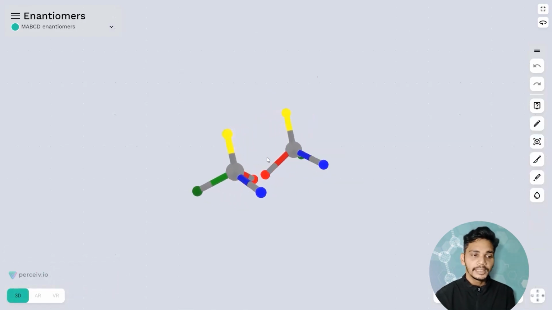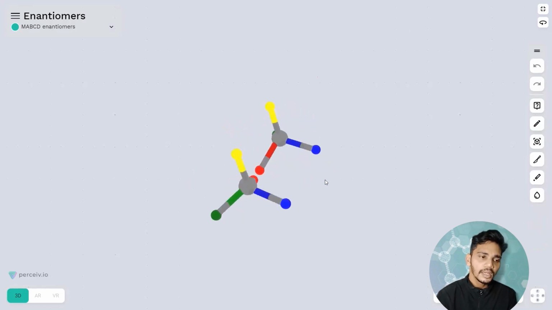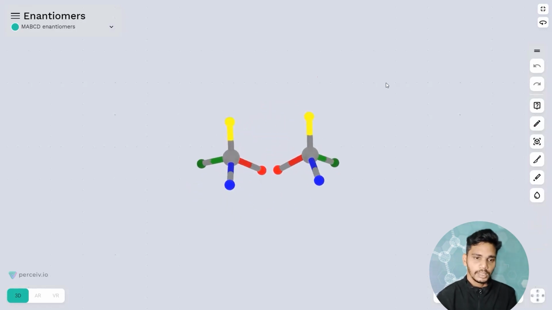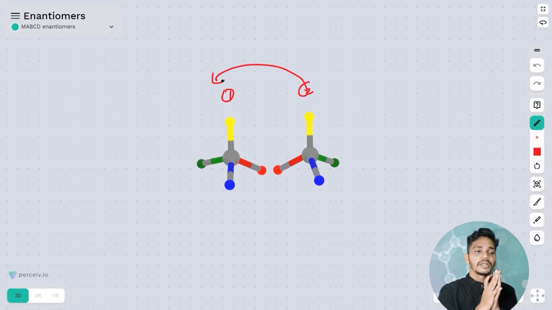Now the point is that enantiomers should have a different spatial arrangement. So how do they have a different arrangement? First of all, they are mirror images of each other. Now when I try to superimpose the second molecule on the first, I get a different scenario.